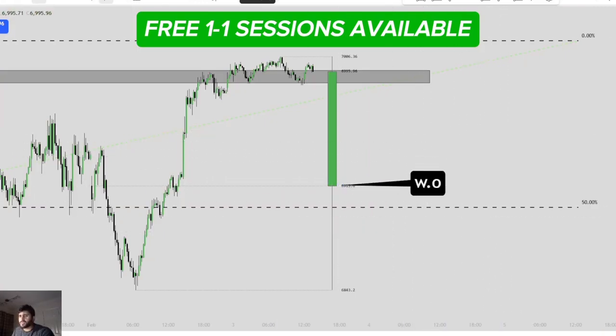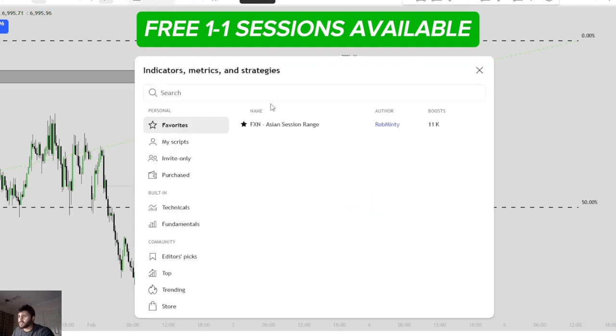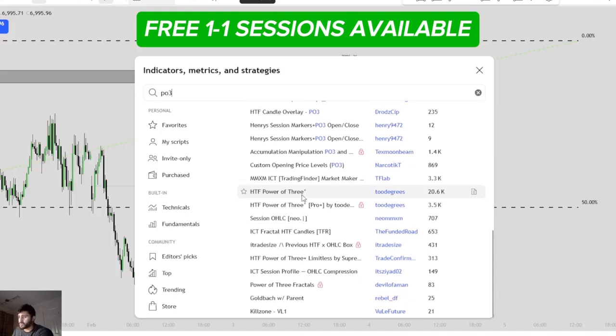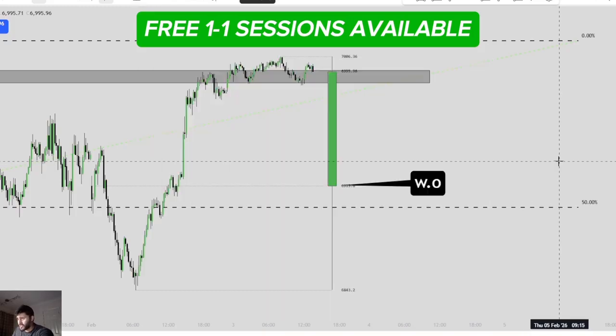So if you don't know how I use this indicator, basically you go to indicators, you type in PO3, and you scroll all the way down to higher time frame power of 3 by 2 degrees. Just the free version is fine. You don't need the locked version. The free version is fine.